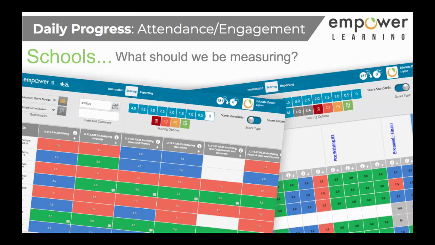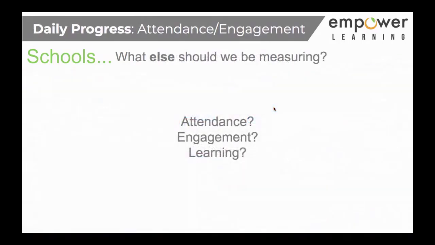So please make sure that your teachers continue to score things. Make sure that they are being mindful of the work that they are giving students, that it is a true reflection of proficiency connected to the standards. But if we're looking for other things to measure, it's clearly a different environment these days for many of us. And if we are looking to measure attendance, engagement, and learning, what is it that is important for us in a school, and how can we do all of that within Empower?